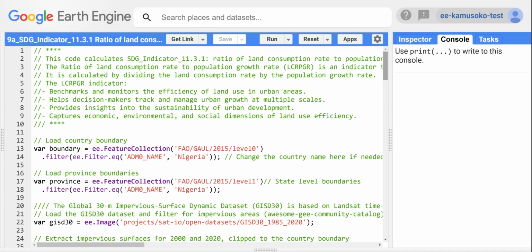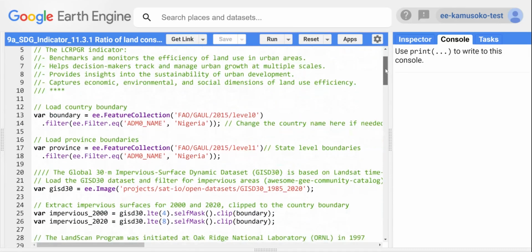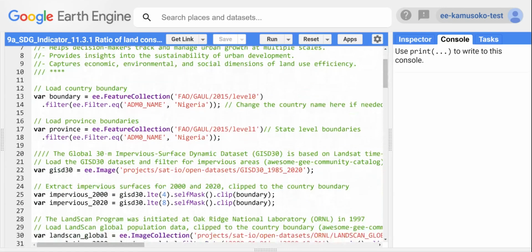So let's get started. First we are going to load the country boundary dataset from FAO. So we are loading the level 0 country dataset. Next we are going to filter to our country of interest. For this case, we are going to use Nigeria, which is the most populated country in Africa.